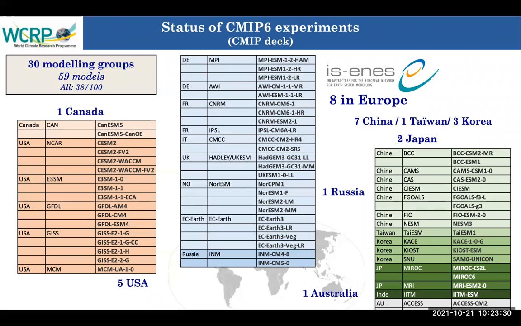At each time, for each of the modeling groups, you can have several versions of the model, different resolutions, low resolution, medium, high, different complexity, either only the physical components or including the biogeochemical cycles, so different versions of the model, leading overall here to 59 different models.